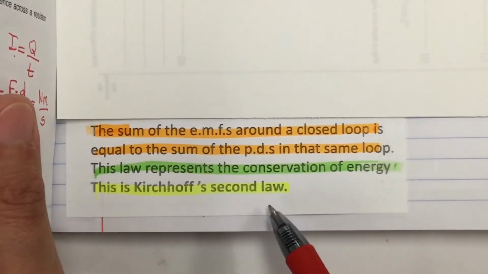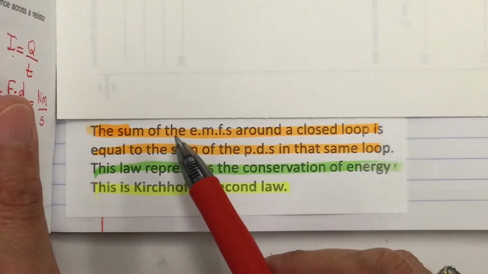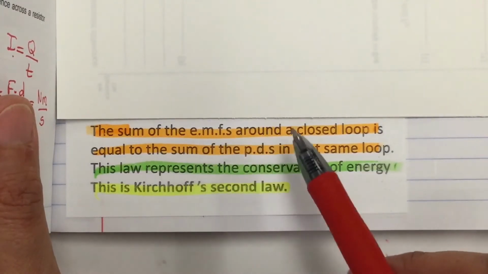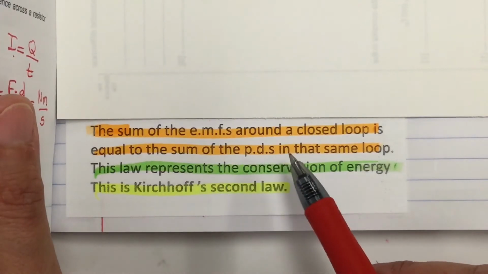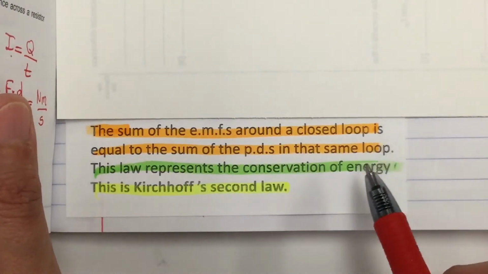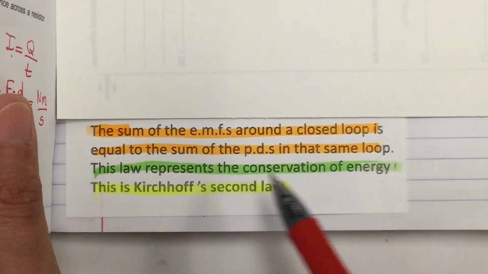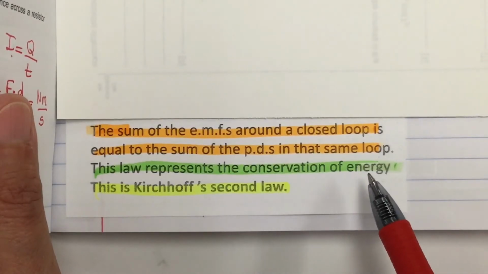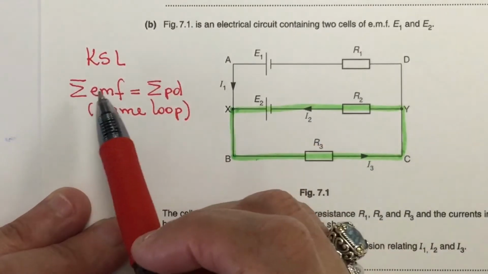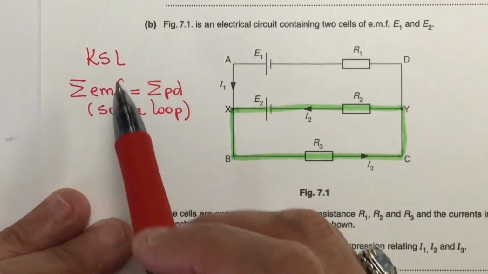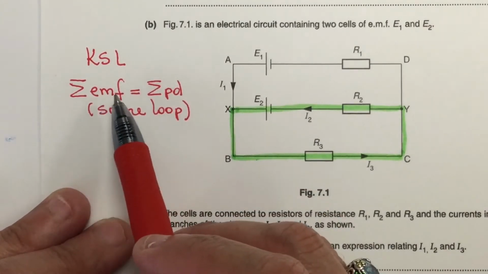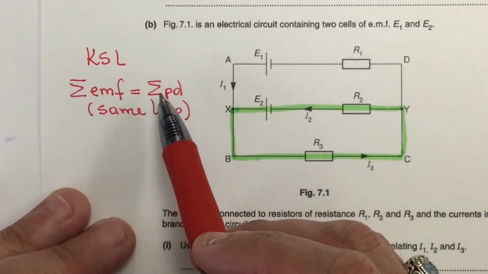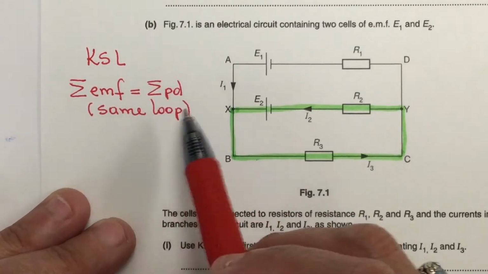Kirchhoff's second law states that the sum of all the EMFs around a closed loop is equal to the sum of all PDs in the same loop. This law represents the conservation of energy. So here is a simplified version of Kirchhoff's second law: the sum of all the EMFs is equal to the sum of all PDs in the same loop.